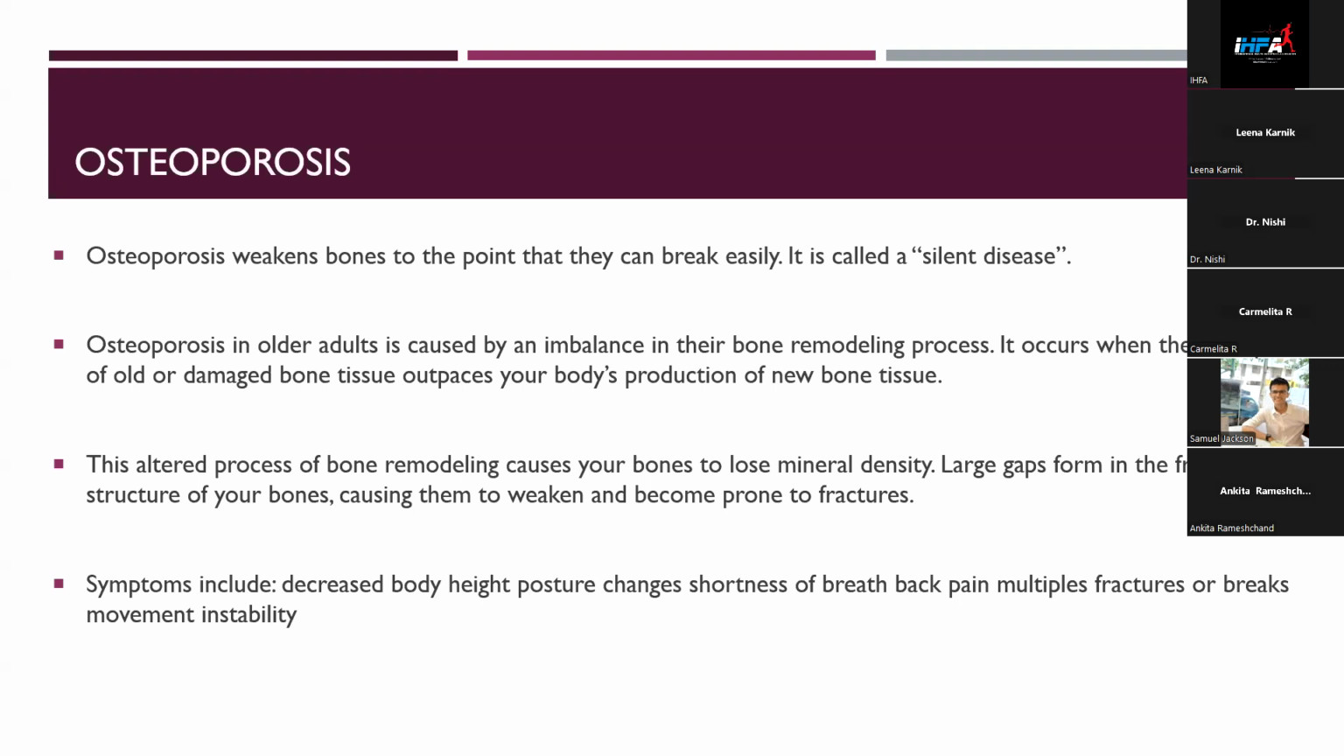Osteoporosis in older adults can be caused by an imbalance in the remodeling process, where there is an imbalance between the resorption and absorption in the body, and also the making of new bone. This altered process of bone remodeling causes your bones to lose mineral density, creating large gaps in the framework and causing the bone to become weak and prone to fractures. The symptoms are decreased body weight, shortness of breath, multiple fractures, back pain, and postural or movement instability. Everyone clear?